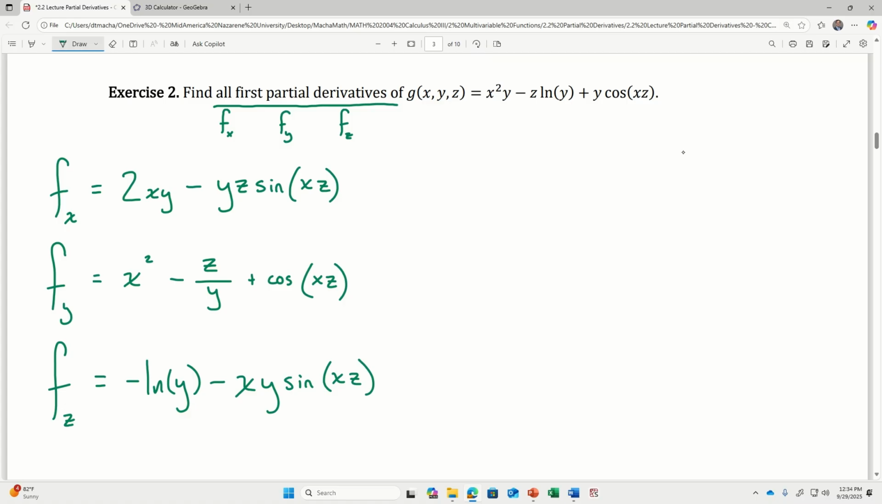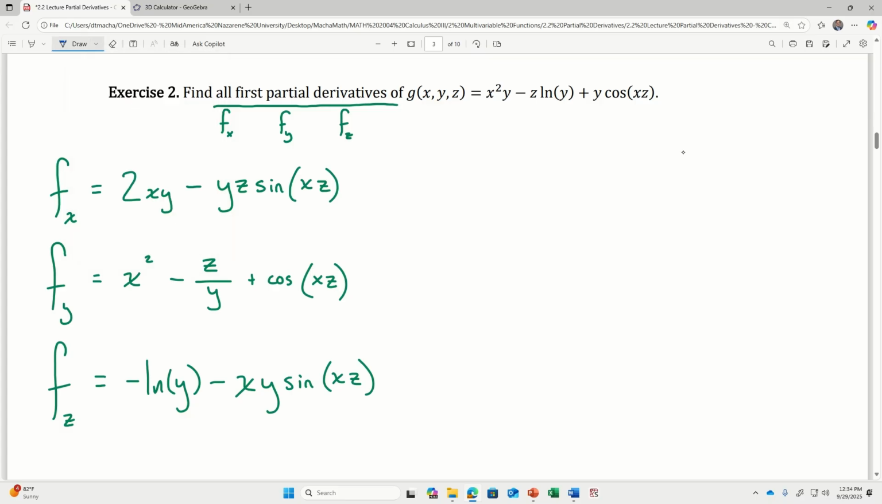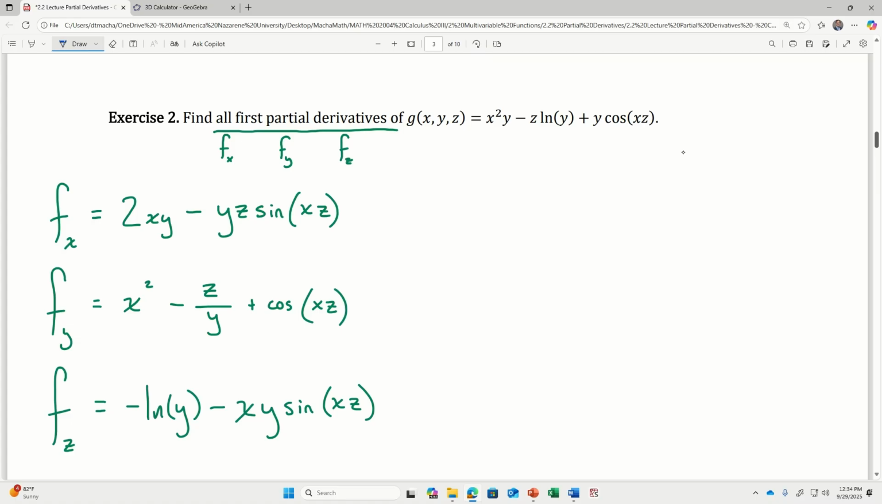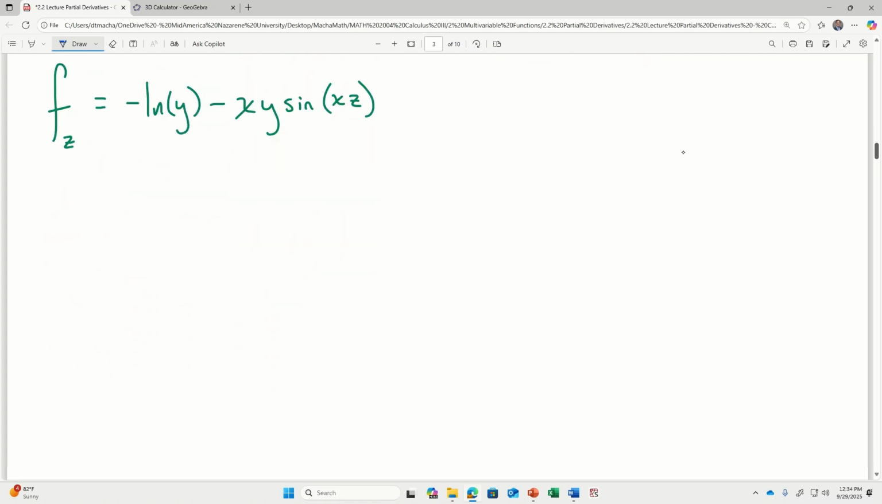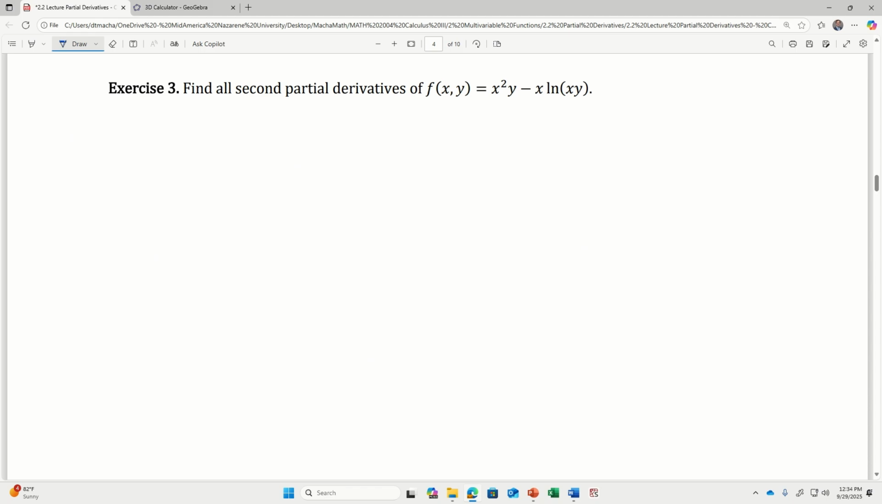Okay, and so hopefully that idea fits your definition of a partial derivative too, where we're only concerned with the rate of change of our function as one variable changes. And all the other variables stay constant.